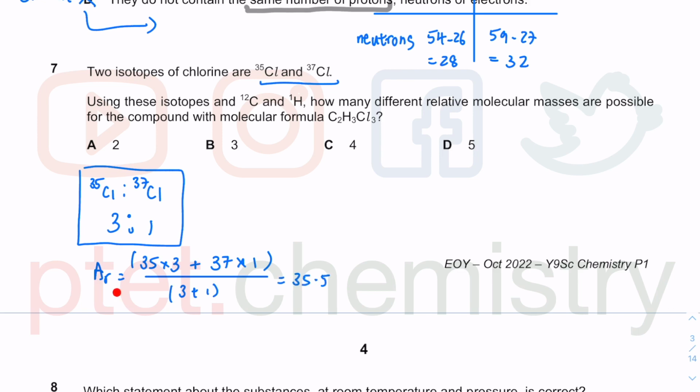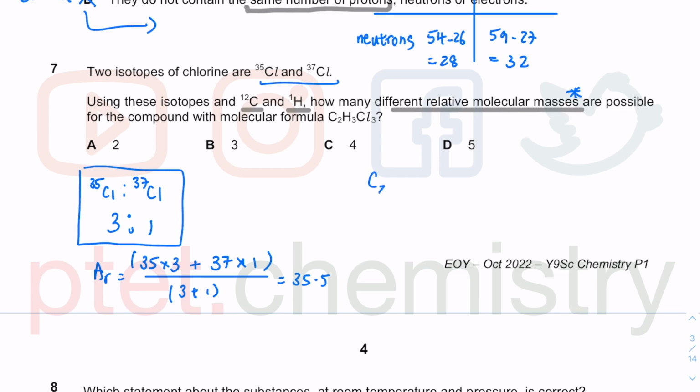Relative atomic mass, as shown in the periodic table, is defined in the syllabus as the average mass of all the isotopes of the element relative to 1 over 12 times the mass of one atom of carbon-12. This is also stated in the syllabus as a definition that you have got to know. Well, we are using these isotopes. They are only carbon-12 and hydrogen-1. We're looking at how many different relative molecular masses, so we are thinking about summing up all the relative atomic masses.